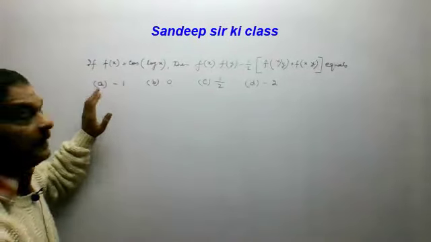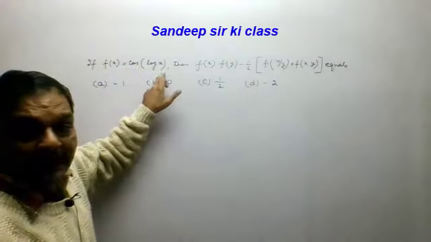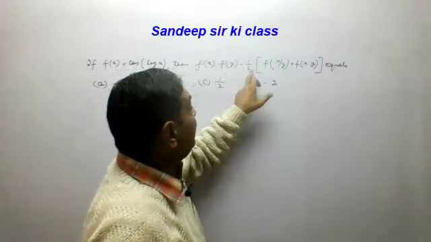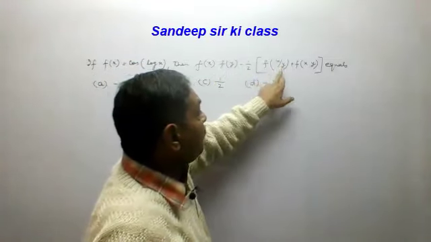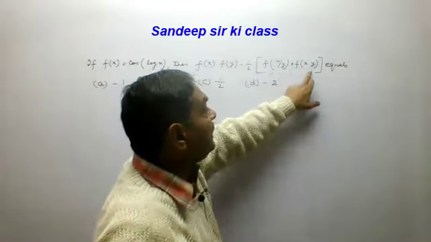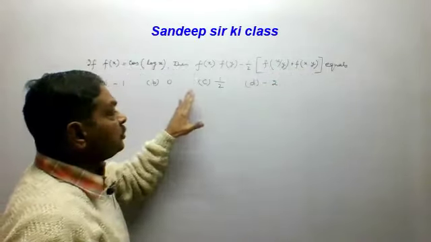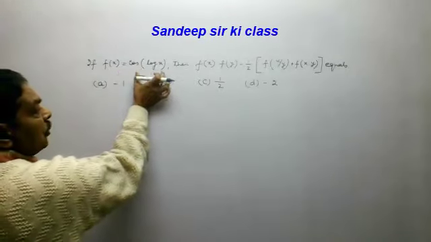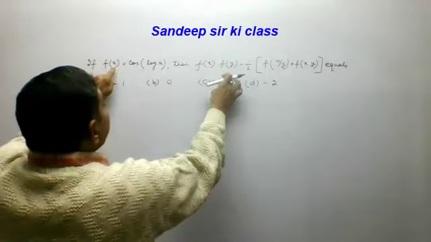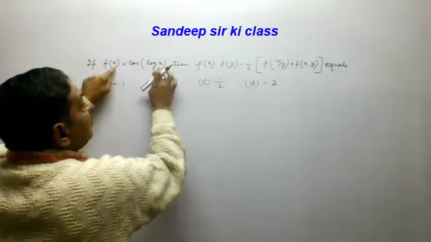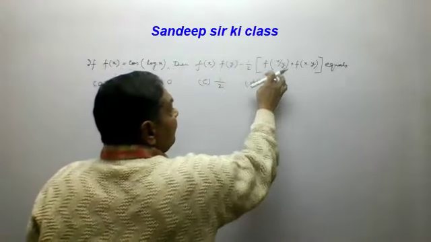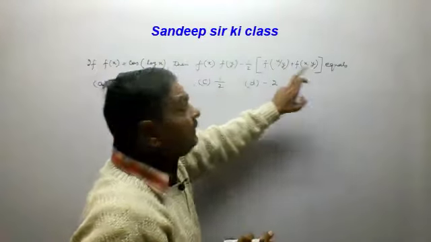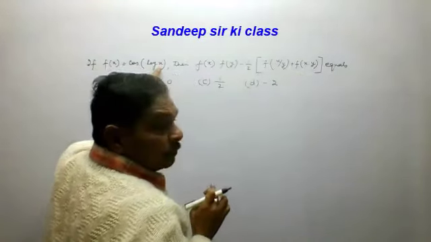Next question is, if f(x) is equal to cos log x, then f(x) into f(y) minus 1 upon 2 within bracket f of x upon y plus f(x) into y equals. Options are minus 1, 0, 1 upon 2, minus 2. Now we have been given f(x) as cos log x. So f(y) will be, in place of x I am to write y, so it will be cos log y. Similarly f(x upon y) will be cos log x upon y, and f(xy) will be cos log x into y.